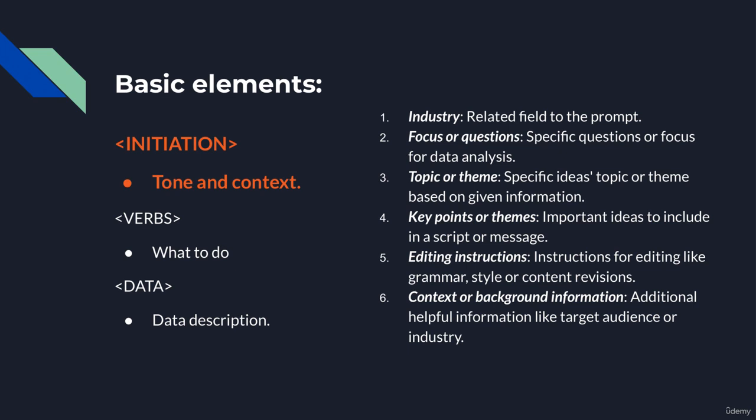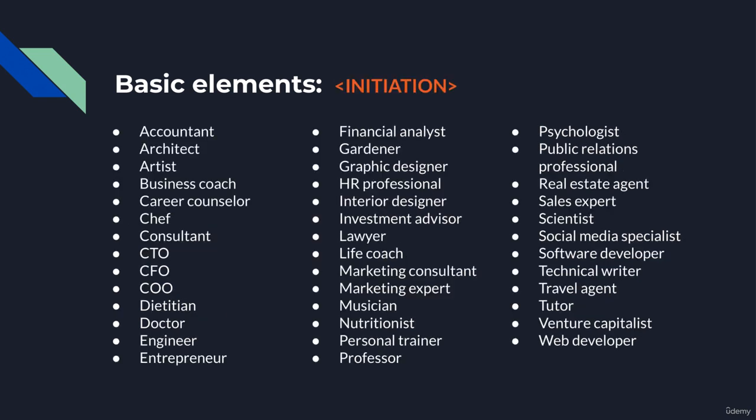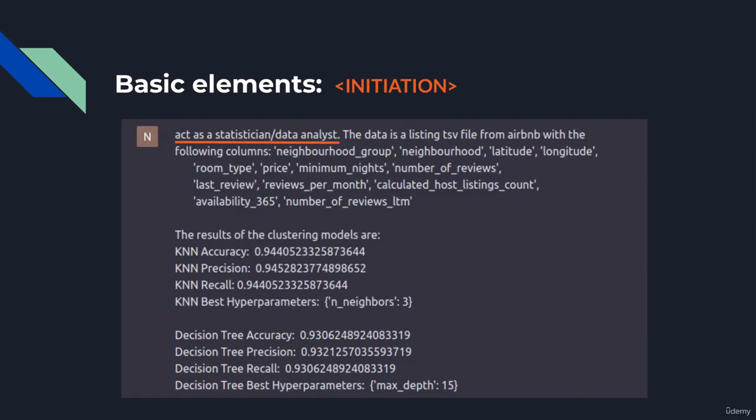The initiation is the element that tells the model what you're trying to achieve. You can input the industry, question, theme, key points, context, and more. An example of the initiation parameter of a prompt is to tell it to act as a certain profession, like act as a doctor and explain some disease, or act as a psychologist and explain the possible mental issues for students studying abroad, etc.